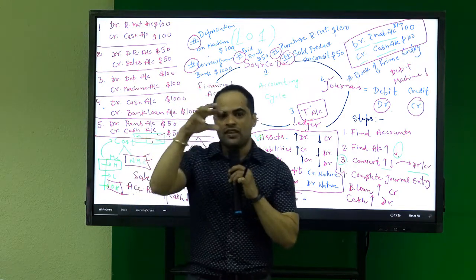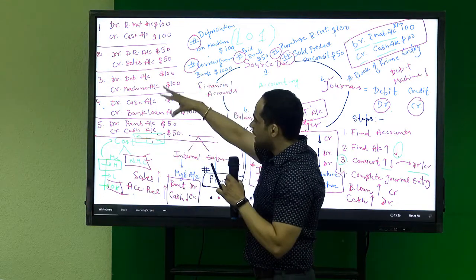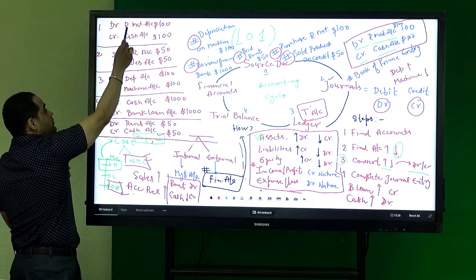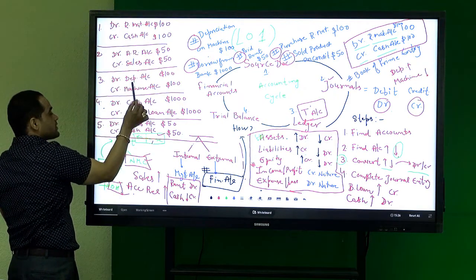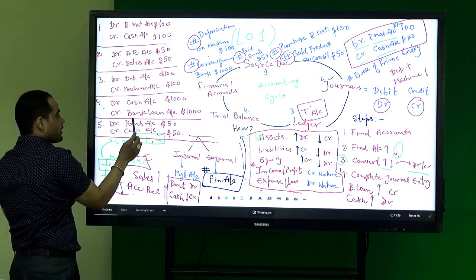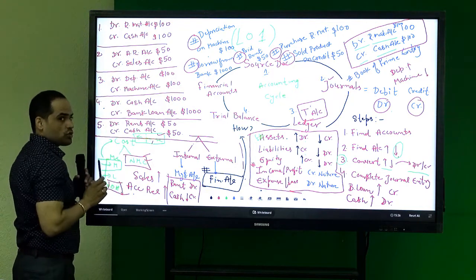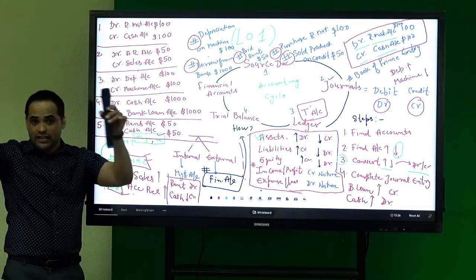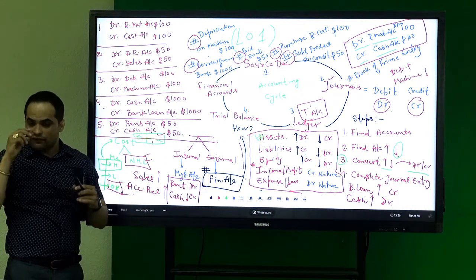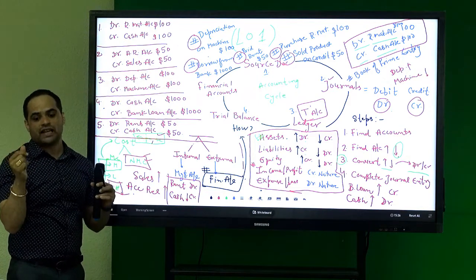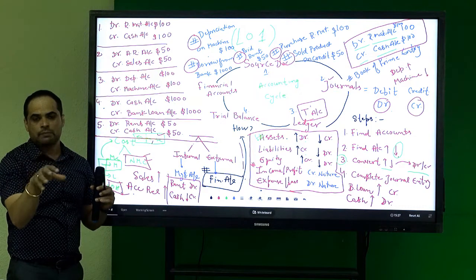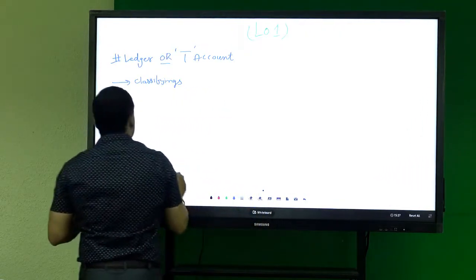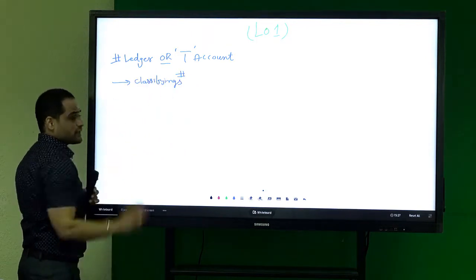So for that reason, we have to classify these things into particular accounts. Like here: raw material account, cash account, account receivable account, sales account, depreciation account, machine account, bank loan account, and rent account. We will divide it into categories, a classification, different parts. The purpose is to get information about a particular account within a few seconds by looking at the balance of that account. That's the main purpose: classification.